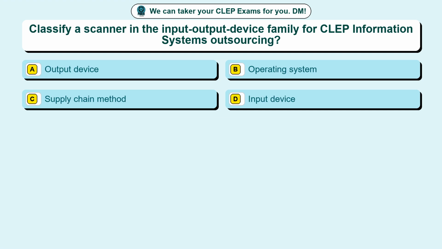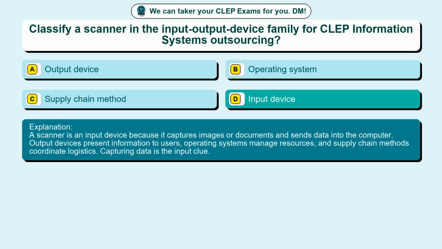Question 54. Classify a scanner in the input-output device family for CLEP Information Systems outsourcing. Option A, output device. Option B, operating system. Option C, supply chain method. Option D, input device. The correct answer is option D, input device.